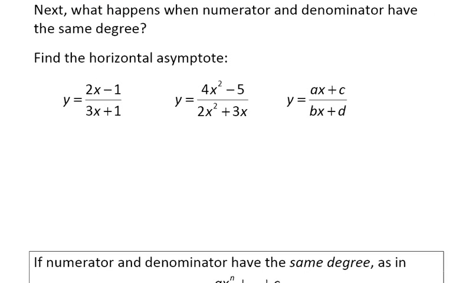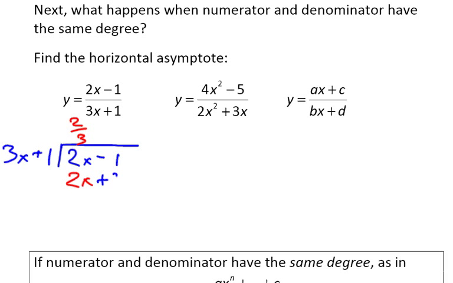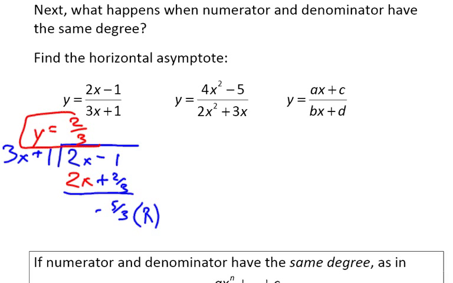We've been using long division to find this. For the first example, we need to look at what do we multiply 3x by in order to get 2x. This is fractional. 2/3 times 3 gives you 2. Continuing the long division, we get a remainder, which doesn't concern us. The quotient we have is y equals 2/3.